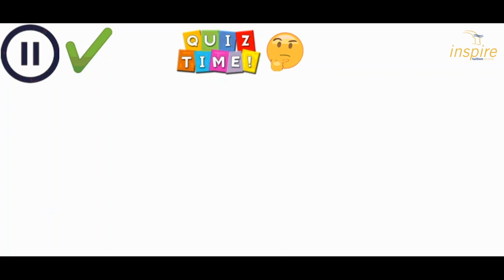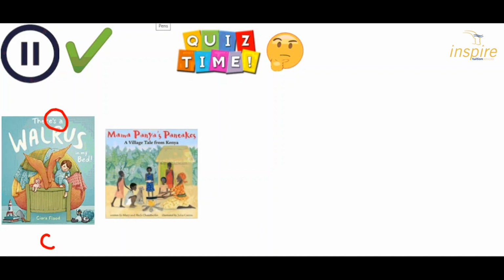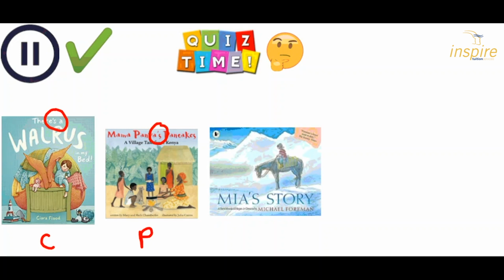Now we're going to check your answers. There's a walrus in my bed is the title. The apostrophe is here. It's short for there is. So it's a contraction. The next book is Mama Panya's Pancakes. The apostrophe is here. The pancakes belong to Mama Panya. This one is possession. Mia's story. It's the story of Mia. So this one uses the apostrophe for possession.